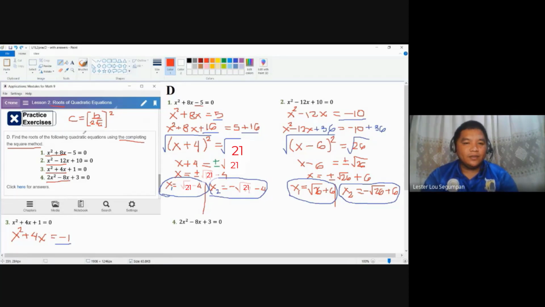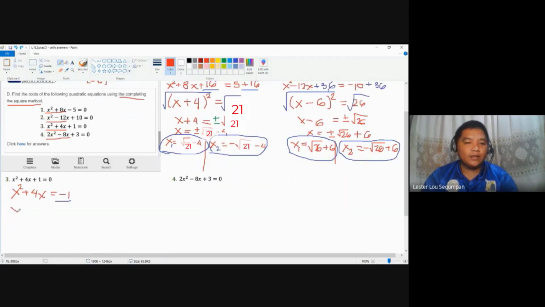You have b is 4. So the square root of 1 is 1, times 2 is 2. b is 4, 4 divided by 2 is 2. The square of 2 is actually 4. So that is the value we are going to add. x squared plus 4x, and you have here plus 4 is equal to negative 1, and then you have plus 4.